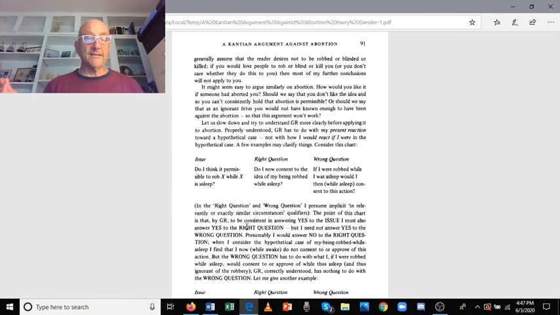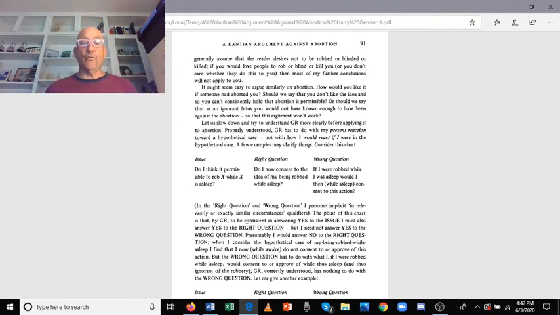Here's a question you might ask. Silly one, but philosophers do this. Do I think it's permissible to rob somebody when they're asleep? Well, no. Right? The right way to ask about this is, do I consent to being robbed when I'm asleep? Because if I say it's okay to rob people when they're asleep, it's like I'm saying I agree for you to do that to me.